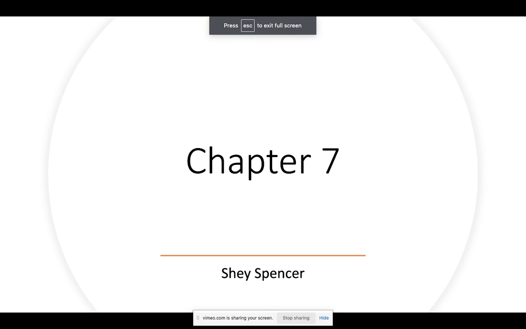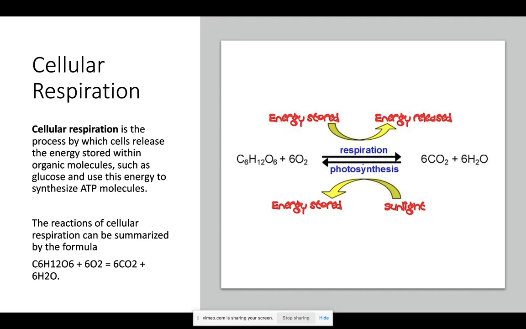Cellular respiration, chapter 7, is a more difficult chapter. I'll try to give you the high yield points as we go along.